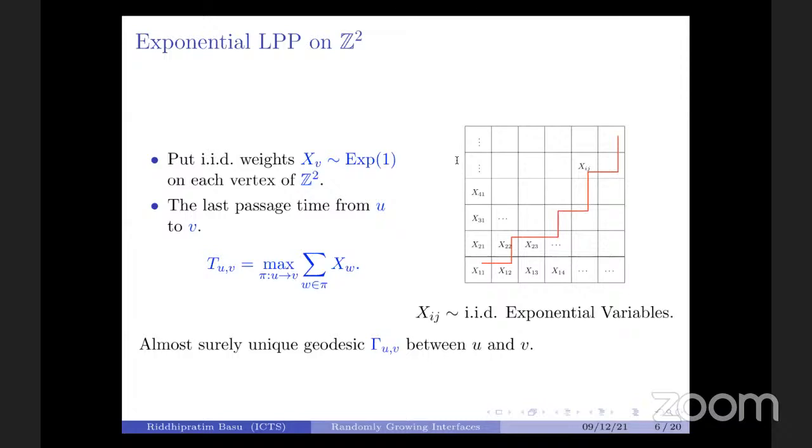So you take the vertex u and the vertex v, and you consider all the upright paths that go from u to v. You define the weight of a path simply by summing over the weights of the vertices contained in it. And then you define the statistic called last passage time by taking the maximum of the weights over all paths connecting these two vertices. So that's the last passage time. And because the exponential distribution is continuous, there is almost surely a unique path that attains this maximum, which we'll call the geodesic between the two vertices u and v.